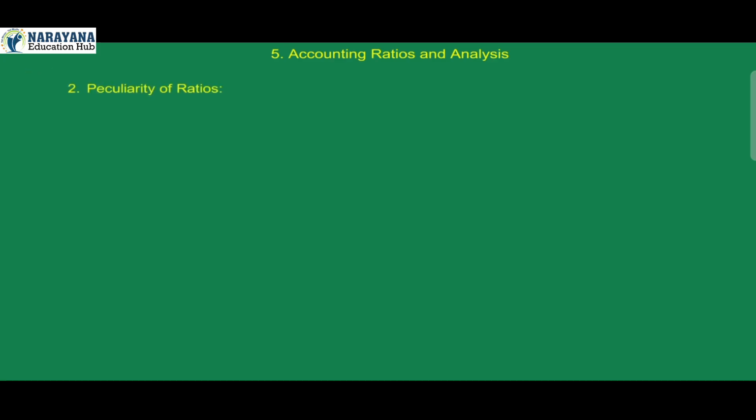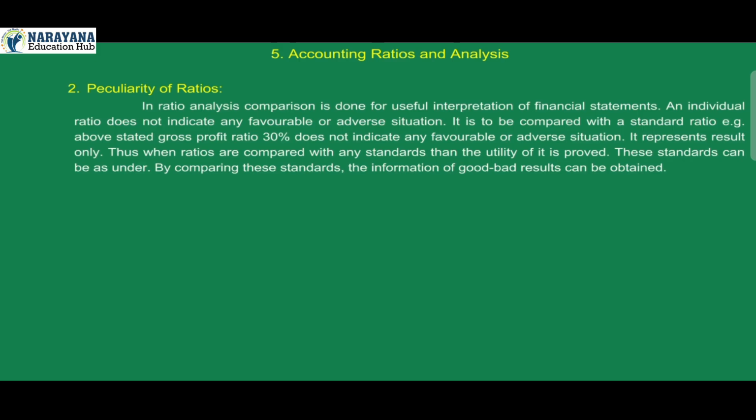2. Peculiarity of ratios. In ratio analysis, comparison is done for useful interpretation of financial statements. An individual ratio does not indicate any favorable or adverse situation. It is to be compared with a standard ratio. For example, the above-stated gross profit ratio of 30% does not indicate any favorable or adverse situation. It represents a result only. Thus, when ratios are compared with standards, their utility is proved. These standards can be as under. By comparing with the standards, information on good and bad results can be obtained.